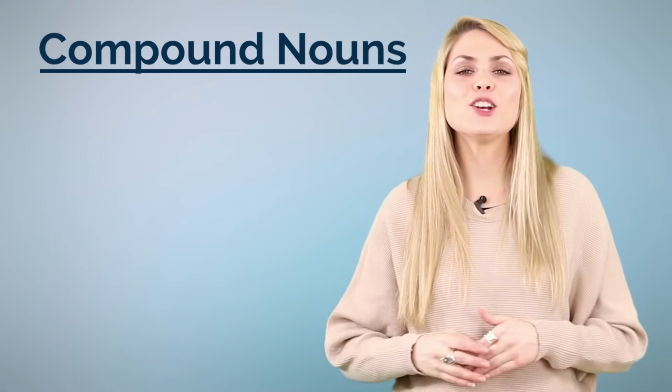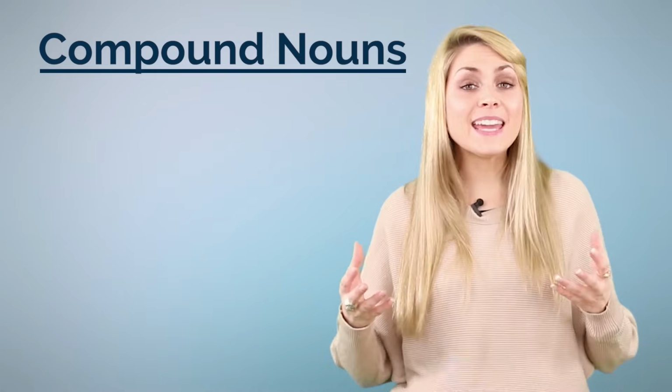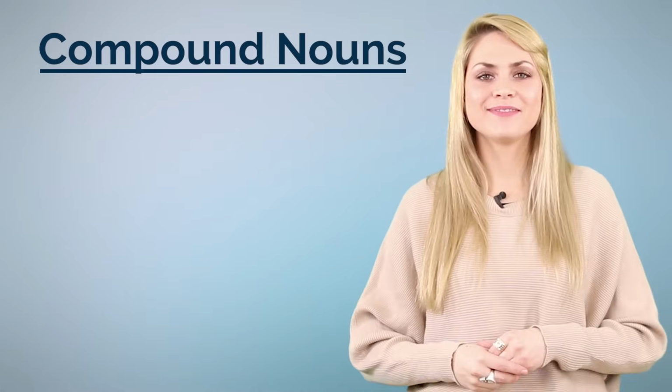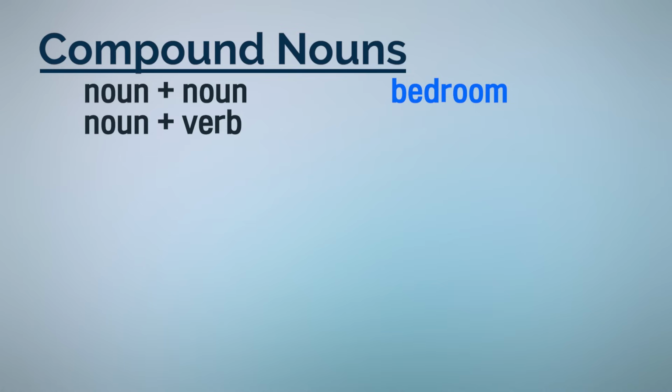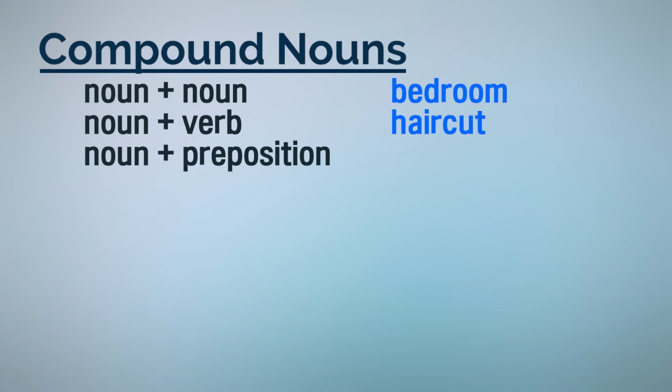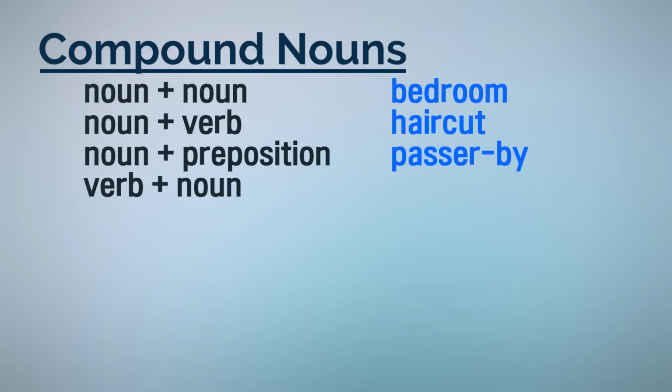Okay, let's now take a look at the parts of speech that make up a compound noun. We can have a noun and another noun, like bedroom. We can also have a noun and a verb, like haircut. A noun and a preposition, like passerby. A verb and a noun, like washing machine.